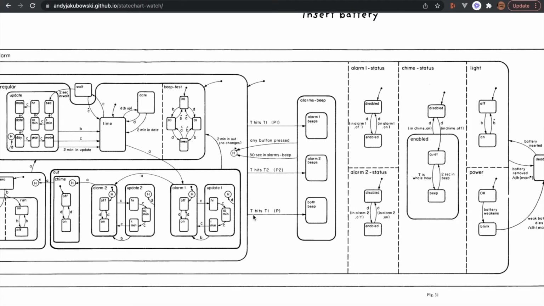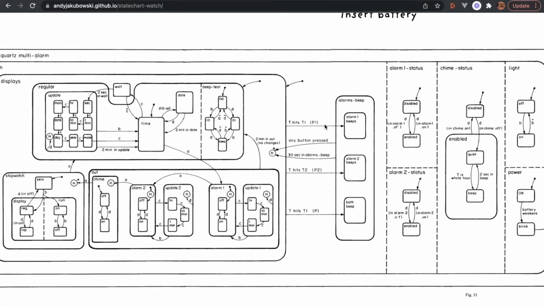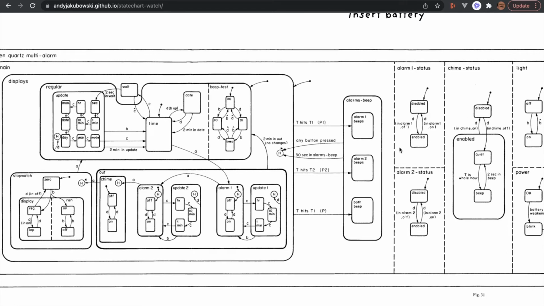I think in this case, light could. I think we'll dive into these three: alarm 1 status, alarm 2 status, chime status. I think these are driven by the display, and you could see that through the in guards. So you can only change the status of an alarm if you're in that alarm display state, right? So I think these in guards very much represent a dependency, saying the display state really drives me.